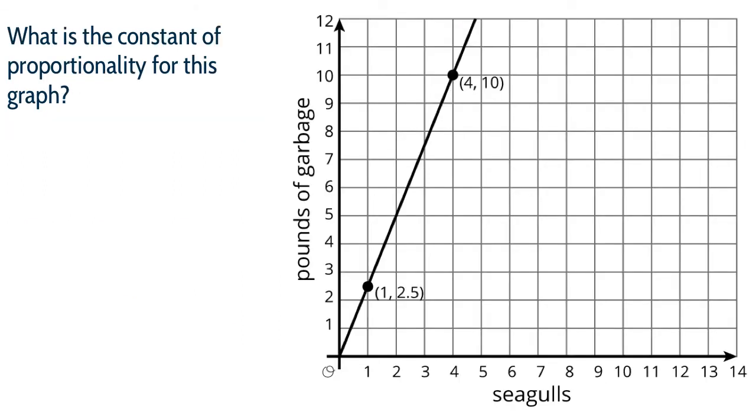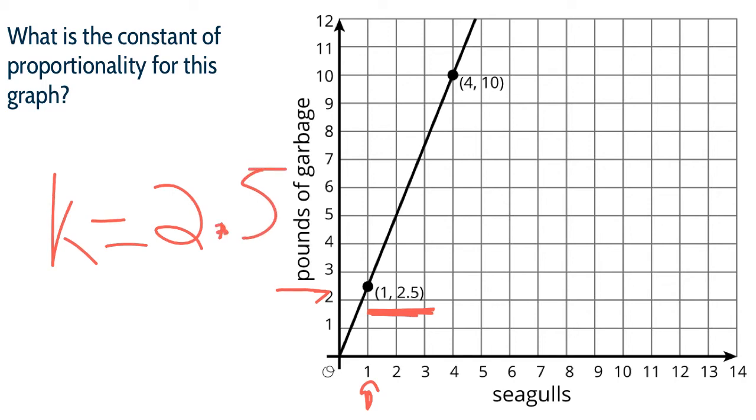What is the constant of proportionality for this graph? Well, we can find the constant of proportionality by looking at where x is 1. What is y? And in this case, where x is 1, y is 2.5, so 2.5 is our constant of proportionality.